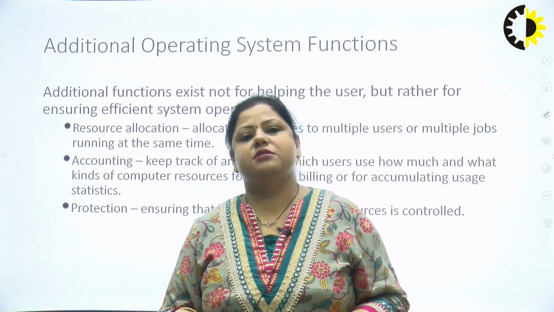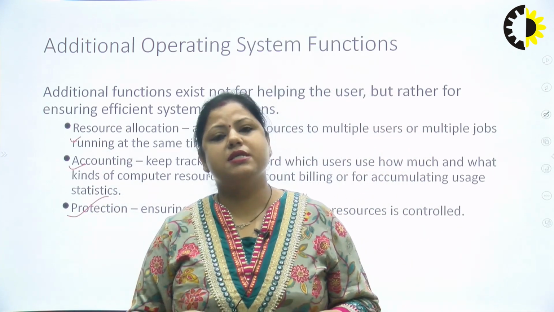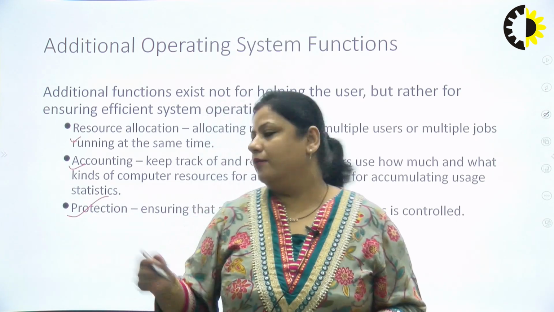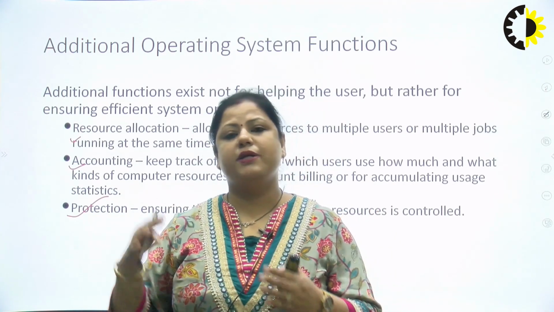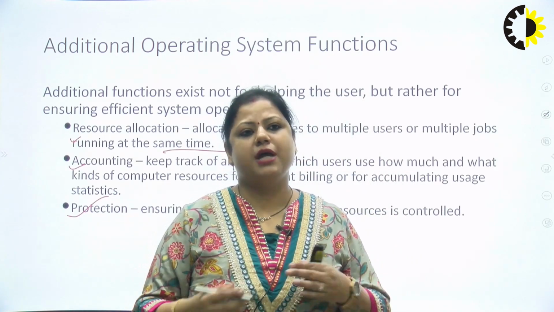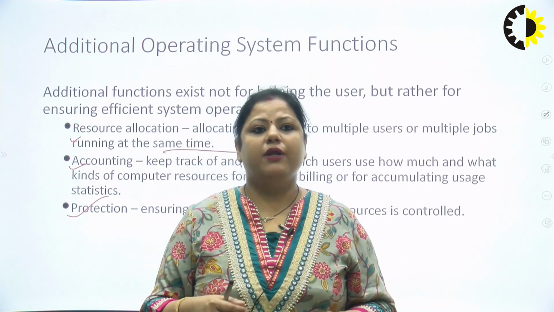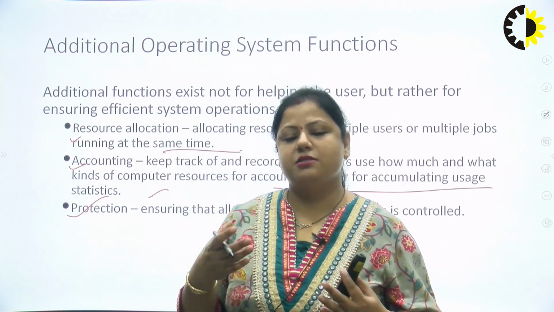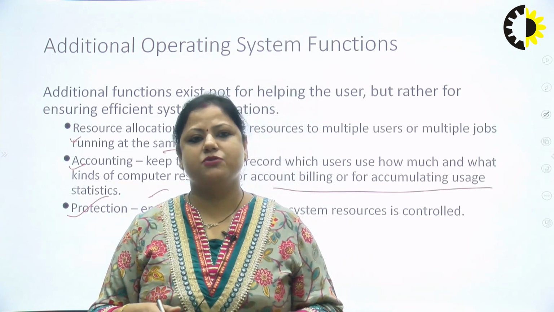Now there are some additional operating system functions, that is resource allocation, accounting, and protection. These additional functions exist not for helping the user, but rather for ensuring efficient system operations. Resource allocation means allocating resources to multiple users or multiple jobs running at the same time. Next, what is accounting? Keeping track of and recording which users use how much and what kinds of computer resources, for account billing or for accumulating user statistics. Next is protection. That is one of the most important parts of any file system or structure, ensuring that all access to system resources is controlled.